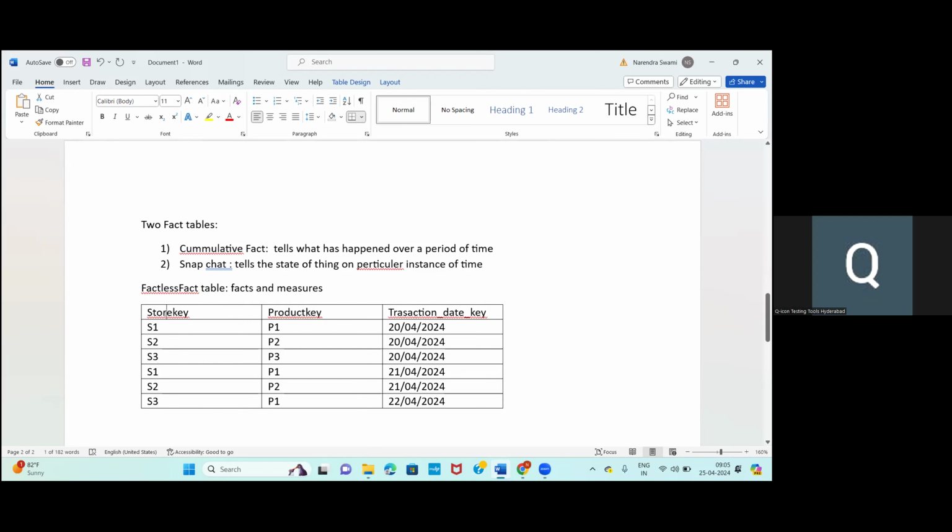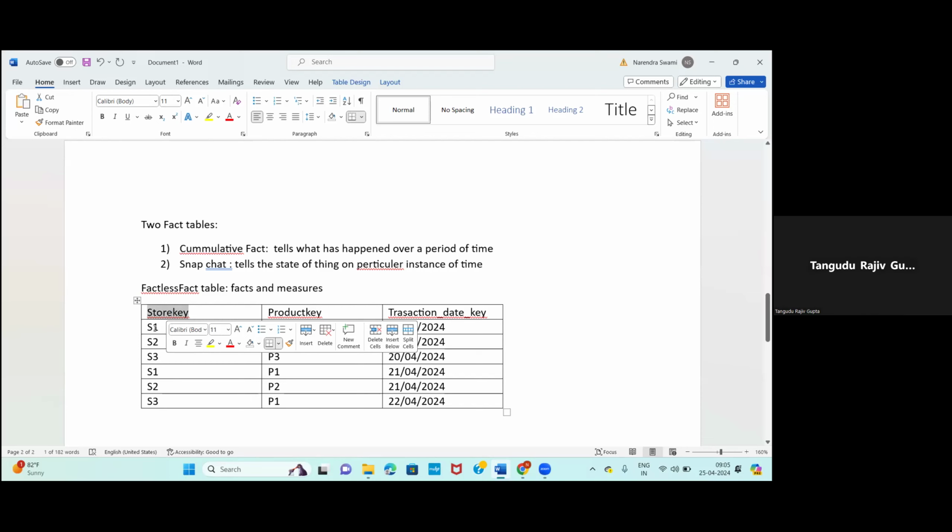And you can explain with examples. This is the example. Here we can say how many products sold on a particular day and for a particular store. How many stores we have in total for the particular organization we are working with.